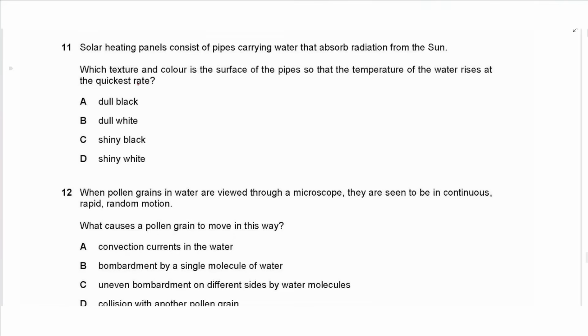Question 11 says solar heating panels consist of pipes carrying water that absorb radiation from the sun. Which texture and color is the surface of the pipe so that the temperature of the water rises at the quickest rate? So we need a black surface, but a dull surface, not shiny. So the answer is A.